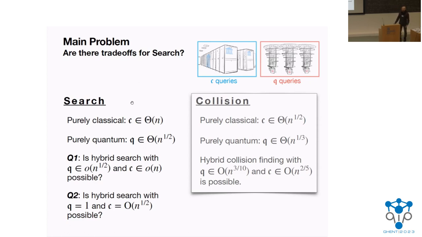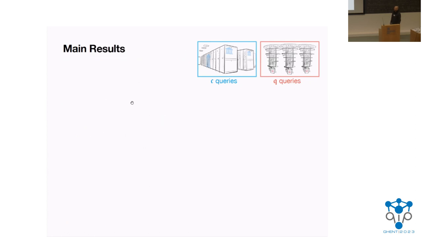But it seems like it's too much to hope, and indeed it is. And so what I showed is that the answer to both of these questions, 1 and 2, is no. So the main result is theorem 1, which says that search requires at least a linear number of classical queries, or at least square root of n quantum queries.